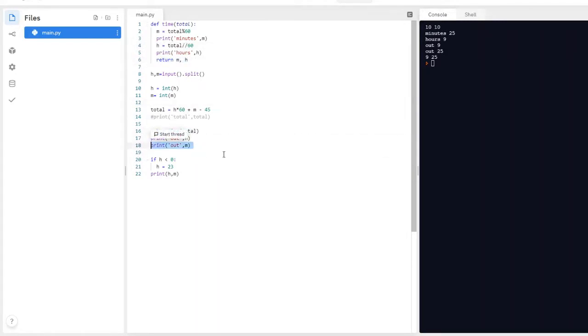I have some debug points. And here I basically say if h is less than 0, so if h is a negative number or something, then it's going to instead roll over to 23. And then here I just print it out for the output.